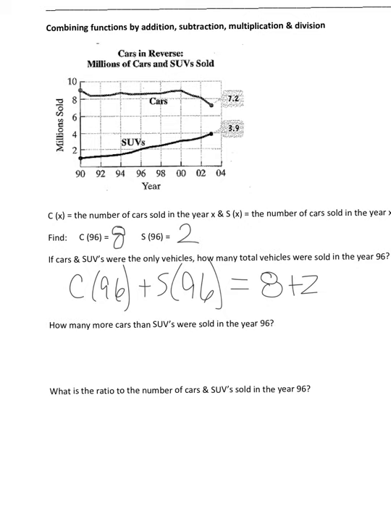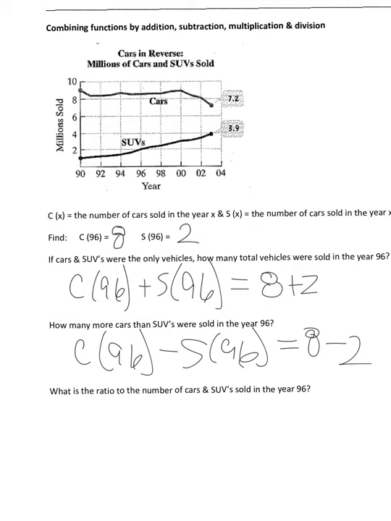Now I pose the question, how many more cars were sold than SUVs in the year 1996? And that would be 8 minus 2, which would be 6. So that would be in our function notation C of 96 minus S of 96, and that would be 8 minus 2, which equals 6. What is the ratio of the two of them? And that would be C of 96 divided by S of 96, and that would be 8 divided by 2, which would be 4.